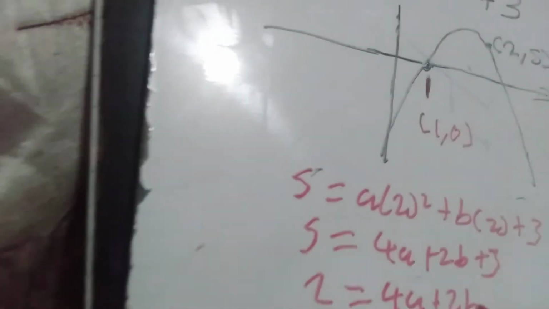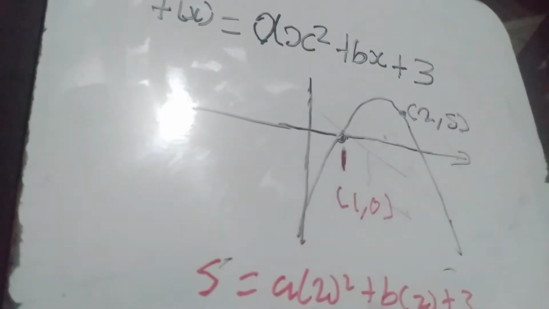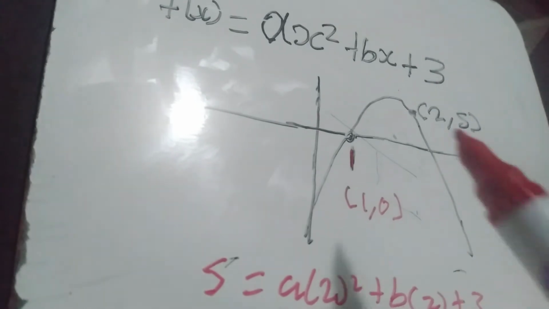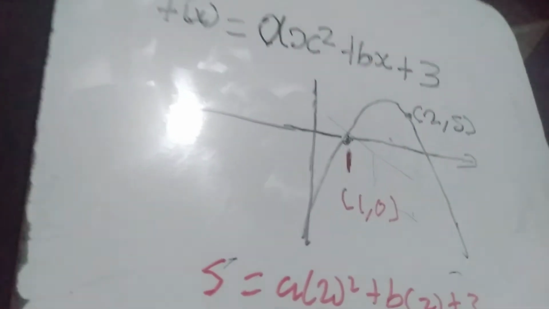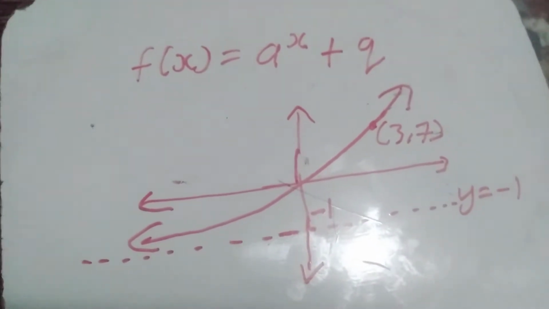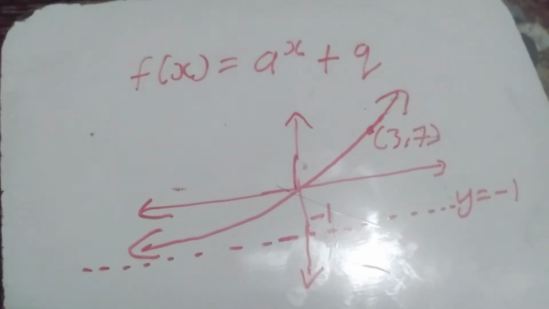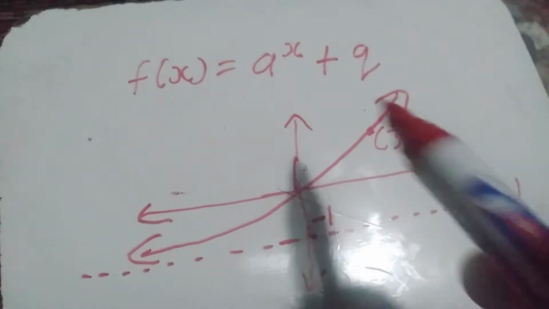So whenever you have two unknowns and you're given two points, then you substitute those two and solve simultaneously. You substitute the first one in order to create the first equation, and then substitute the second one in order to create the second equation. So here we're given an exponential graph, and we're asked to find the value of a and q. Basically, we're asked to find the equation of the exponential graph. So with the exponential graph, it's easy.